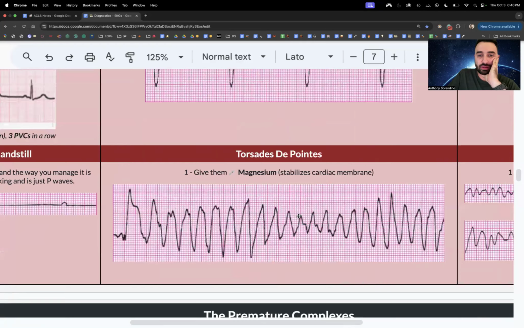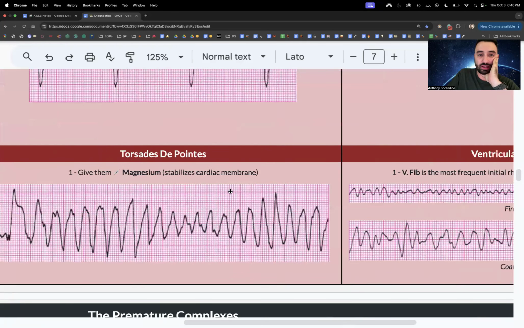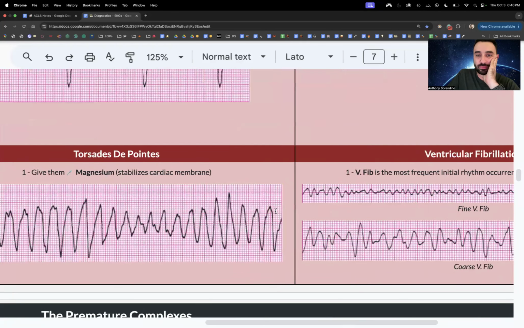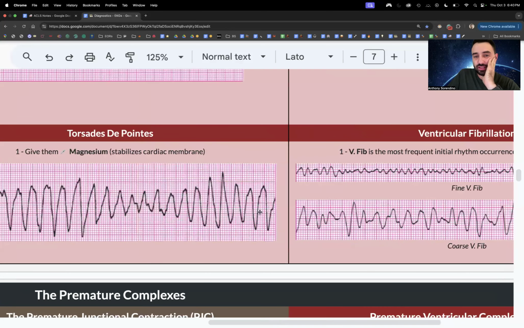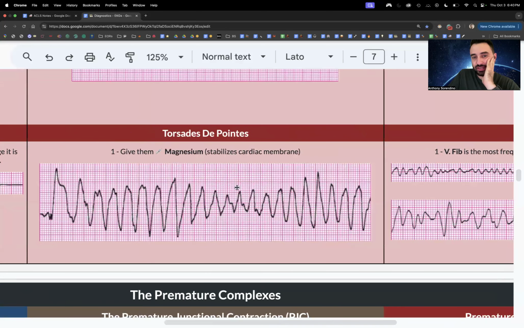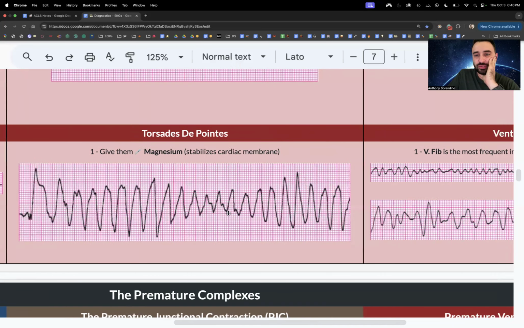Here's torsades, very classic. Give them magnesium, treat it like pulseless VTAC or VFib. And then you have VFib, which can either be fine or coarse. With torsades, you see how it slants here and then comes up, slants here and comes up. It's almost like a bow tie. That's the twisting of points.